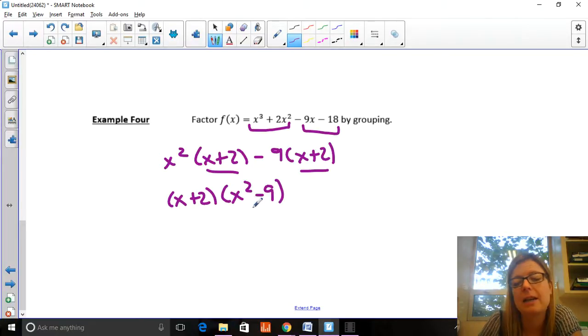Now, x squared minus 9, you always have to ask yourself, can I factor further? You can't just stop at that step. And yes, you can, because x squared minus 9 is a difference of squares. Okay, so there we go.